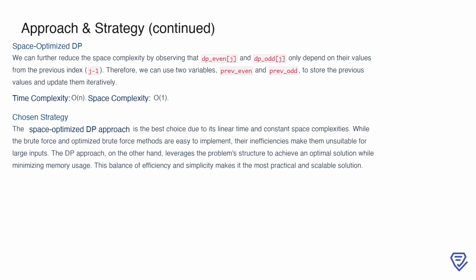Ultimately, the space-optimized DP approach is the best choice for this problem. It strikes the perfect balance between efficiency and simplicity, making it highly scalable to large inputs. While the brute force methods are easier to implement, their inefficiencies render them impractical. The dynamic programming approach, particularly with space optimization, leverages the problem structure to provide an optimal and elegant solution.